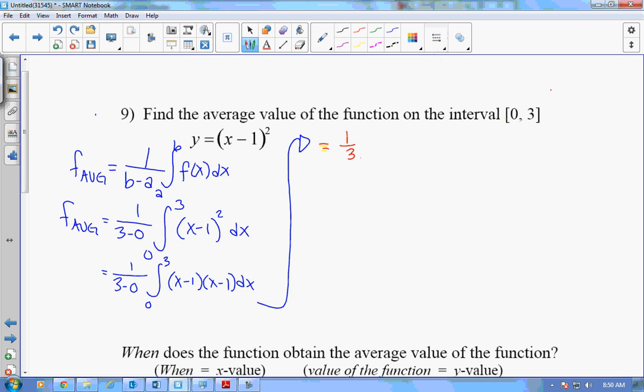1 over 3 from 0 to 3. Okay, I need someone to multiply those out. Amisha, what will we get when we times x minus 1 times x minus 1? We can sing the song, it's true.